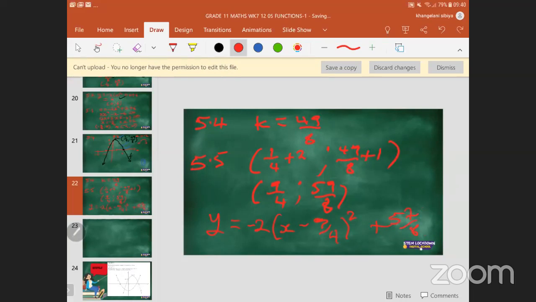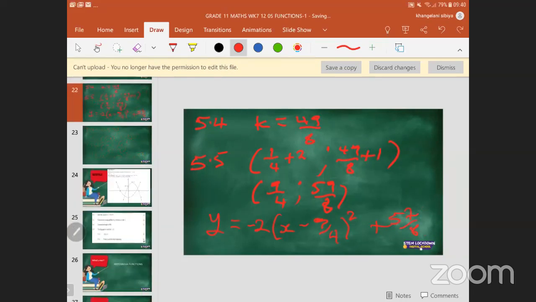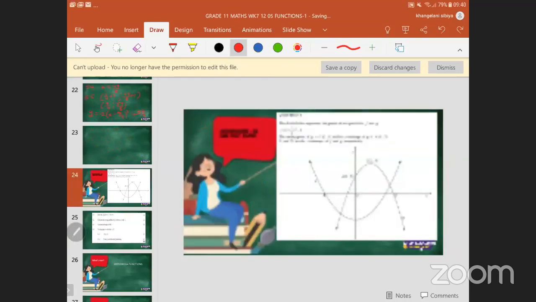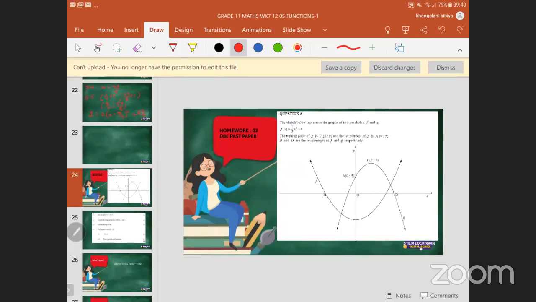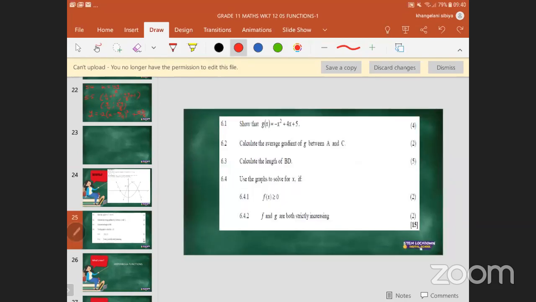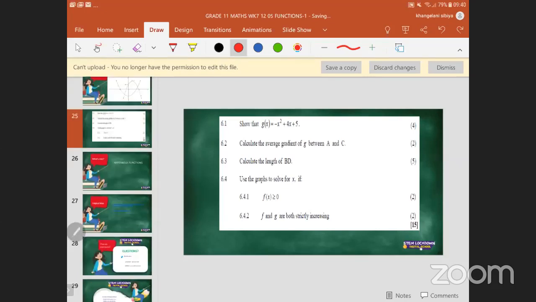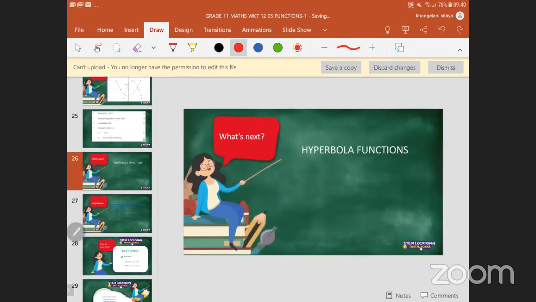Wow, that is all, folks. Thank you so much for today's lesson. And obviously, this is our homework, you can simply take a screenshot of this one. This is just questions, the instructions here are the questions. Tomorrow I'll start by allowing you to ask questions, then we move to this one. And tomorrow we will start what we call hyperbola functions.